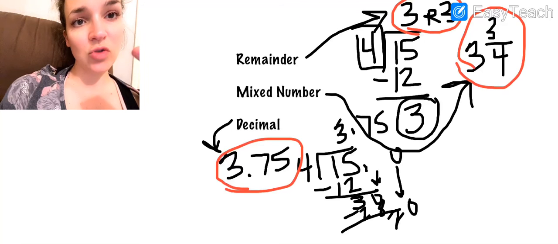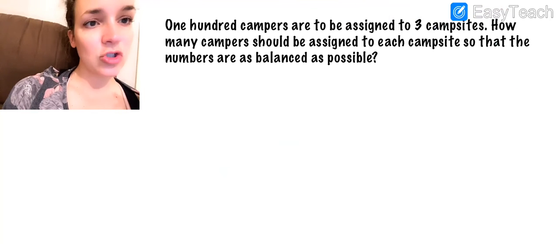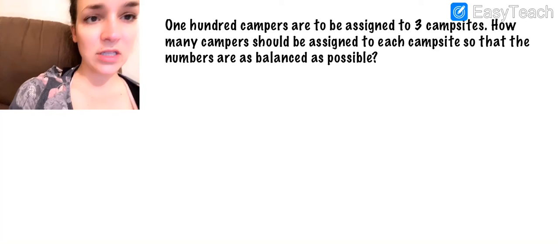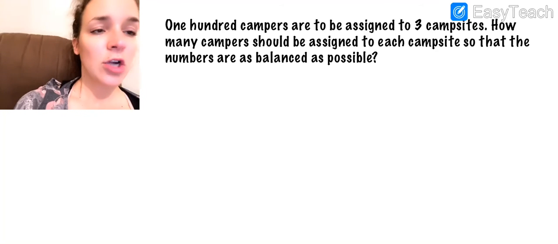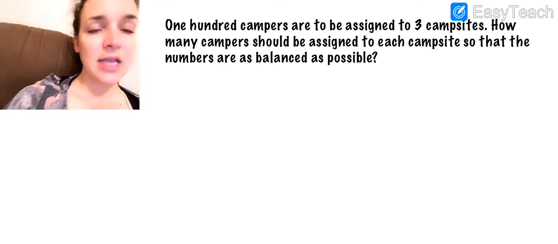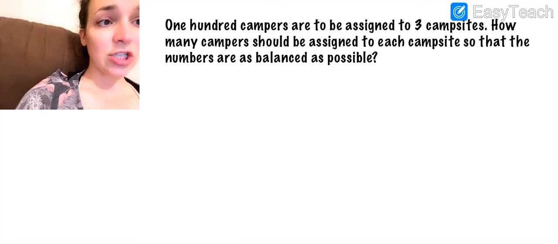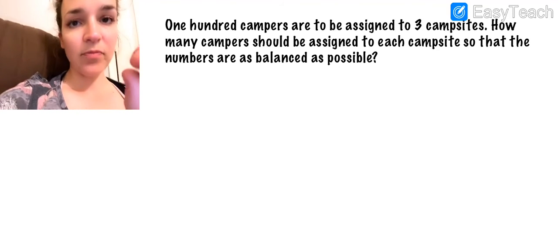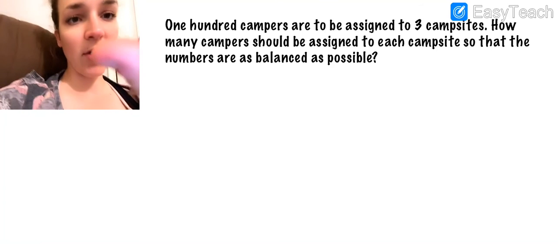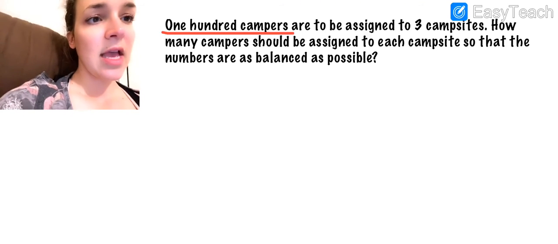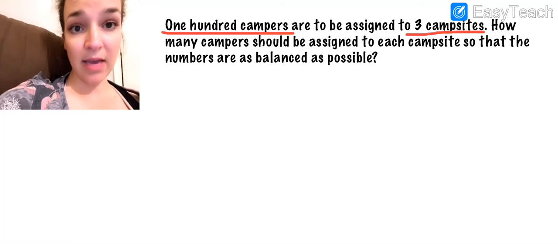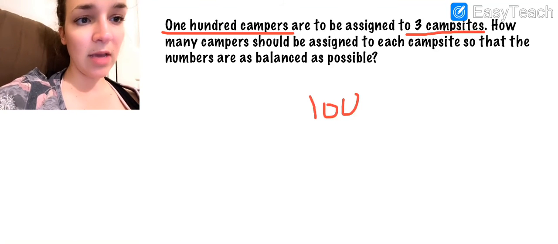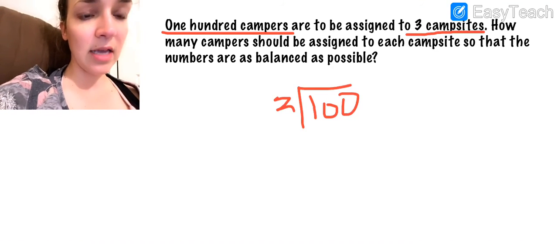It's really the best way to do this lesson, just to work through these examples. So the first example is 100 campers are to be assigned to 3 campsites. How many campers should be assigned to each campsite so that the numbers are as balanced as possible? We can see from our problem that we've got 100 campers and they are being assigned to 3 campsites. So we're splitting 100 campers up among 3 sites.